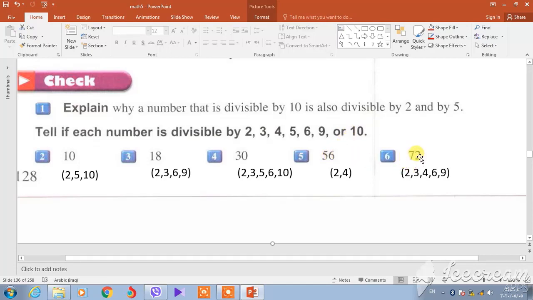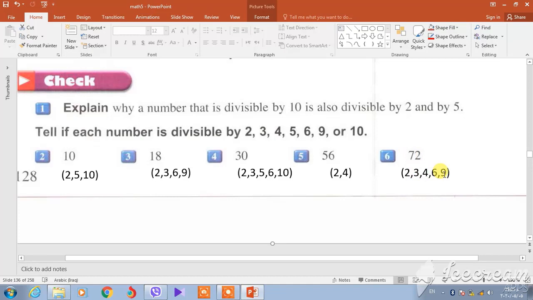In this example we have 72. Divisible by 2 because it is an even number, divisible by 3 because the sum equals 9. 9 is divisible by 3, so 72 is also divisible by 3. Divisible by 4? Yes, and divisible by 6 because it is divisible by 2 and 3. The last two digits are divisible by 4, students.